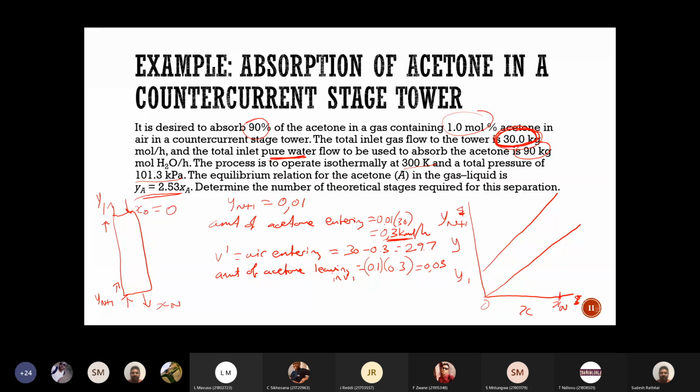Okay, so that's in the gas stream. So the amount of acetone leaving in Ln will be the 90%. So 0.9 of 0.3 equal to 0.27.